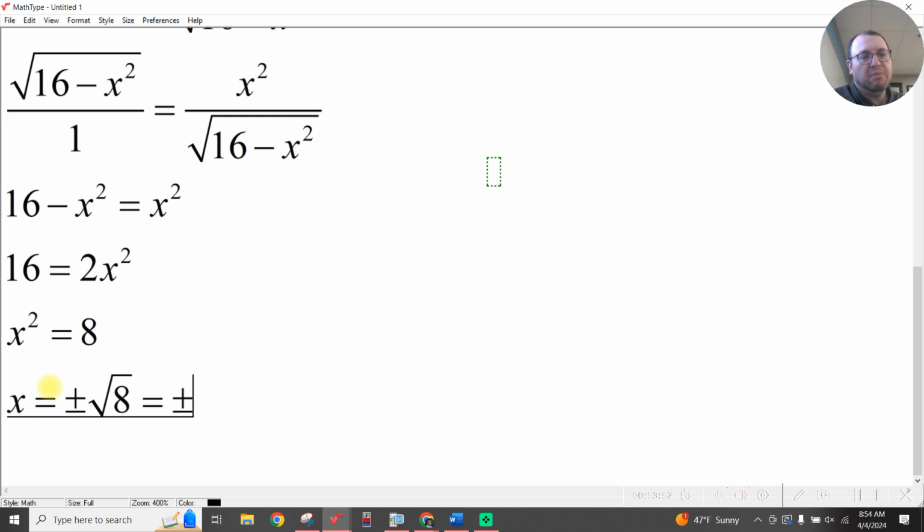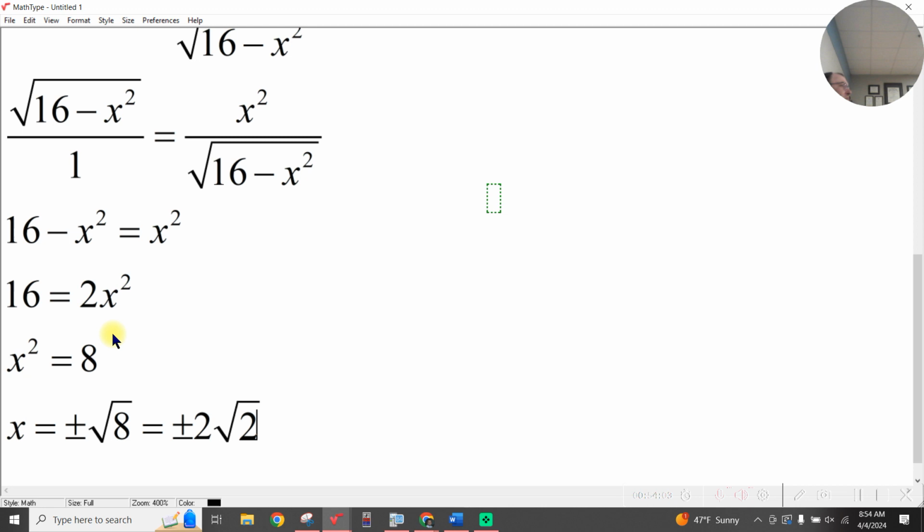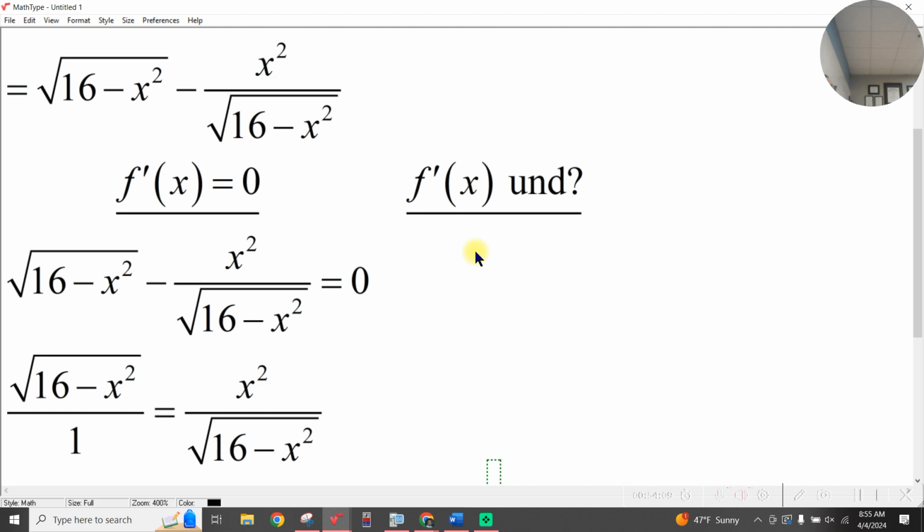2 plus or minus the square root of 8? About that. 2 square root 2. All right, I've got two critical points. But we need to see, is there anywhere that the derivative is undefined?